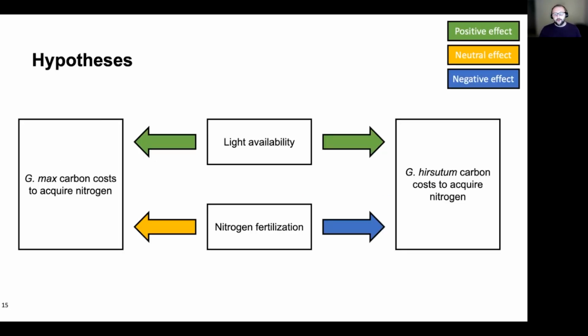We used this experiment to test the following hypotheses. We expected that light availability would impact carbon costs to acquire nitrogen similarly in both species, and that this would be indexed by a larger increase in root carbon biomass than whole plant nitrogen biomass. However, we expected that nitrogen availability would impact carbon costs to acquire nitrogen differently between species. We expected that carbon costs to acquire nitrogen would decrease with increasing soil nitrogen fertilization in cotton, and that this would be due to an increase in per root nitrogen uptake.